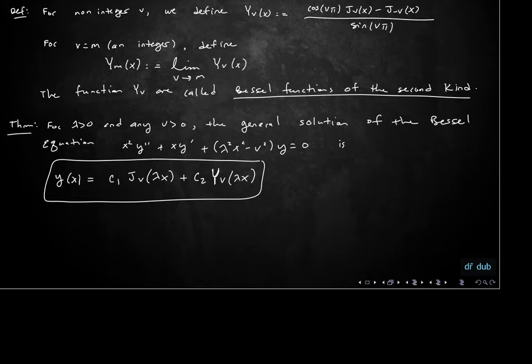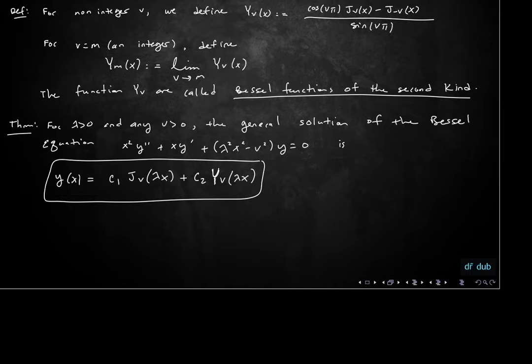But if v is an integer, you can use this. If v is a non-integer, you can use this. Either way, on the web work or on the homework, you have to be careful. Make sure that you're answering the question appropriately. It'll tell you what to put in, J or Y. But Y always works. J only works in general. J_v and J_{-v} only work whenever you have non-integer values of v.